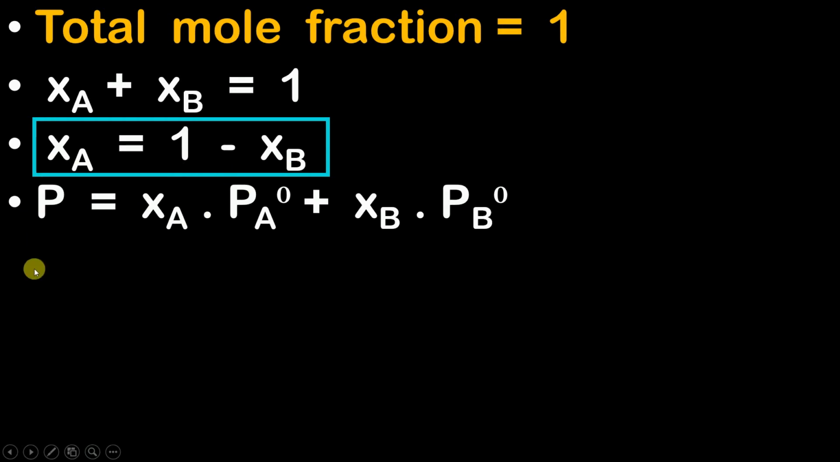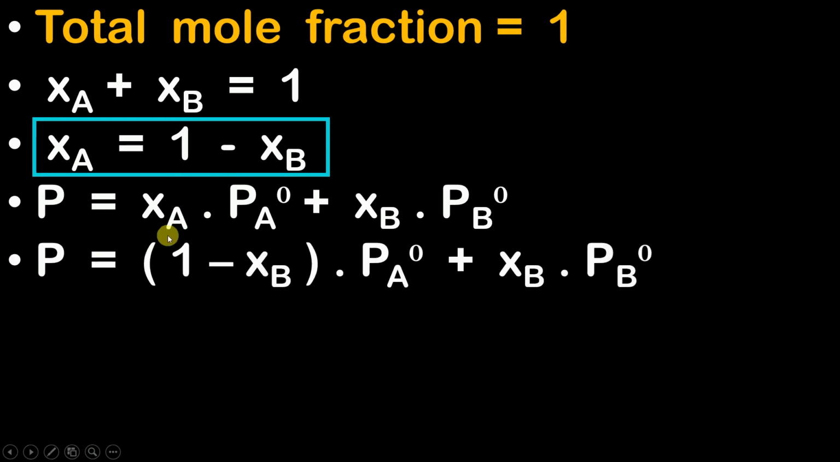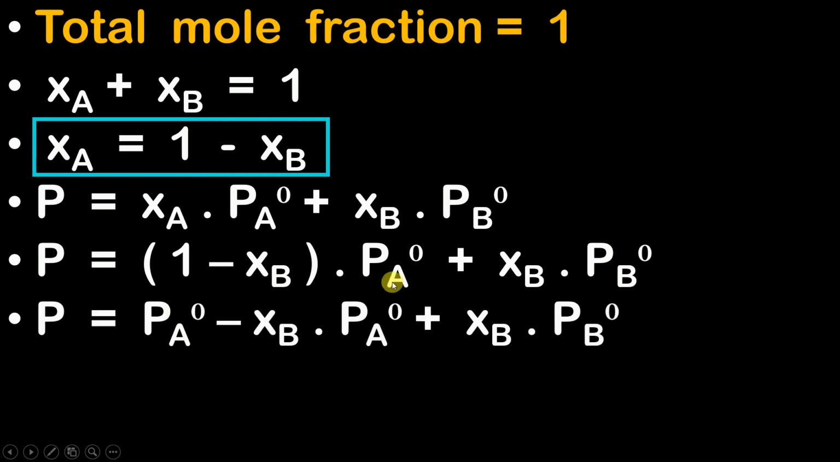So this P is going to be as it is. Instead of this XA, we have substituted 1 minus XB into P naught A, and this XB into P naught B is going to remain as it is. Clear with this? Now, let us open these brackets and multiply. So P naught A into 1 will give you obviously P naught A, and minus XB into P naught A will give you minus XB P naught A, plus this XB into P naught B is going to remain as it is.